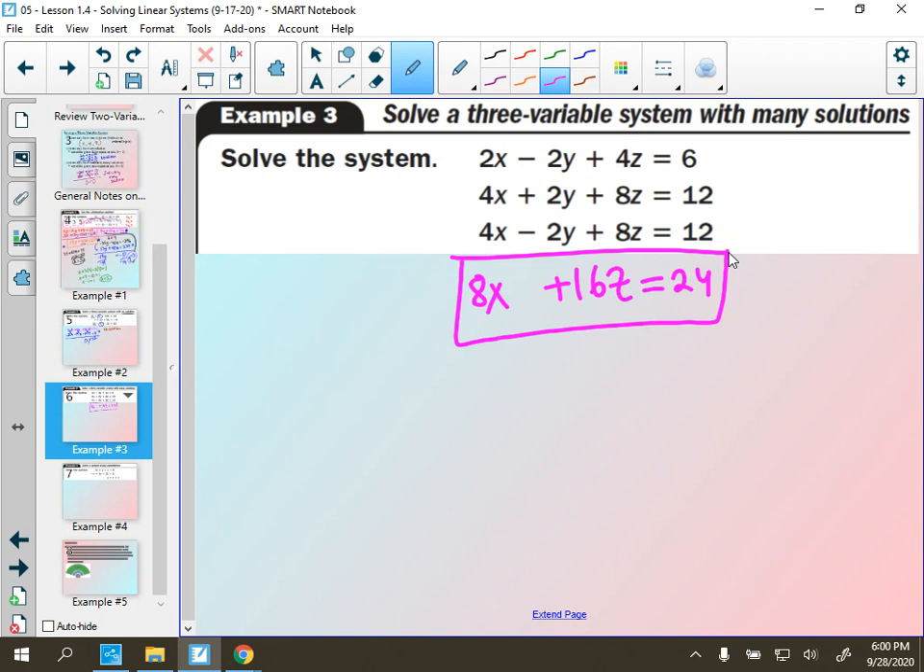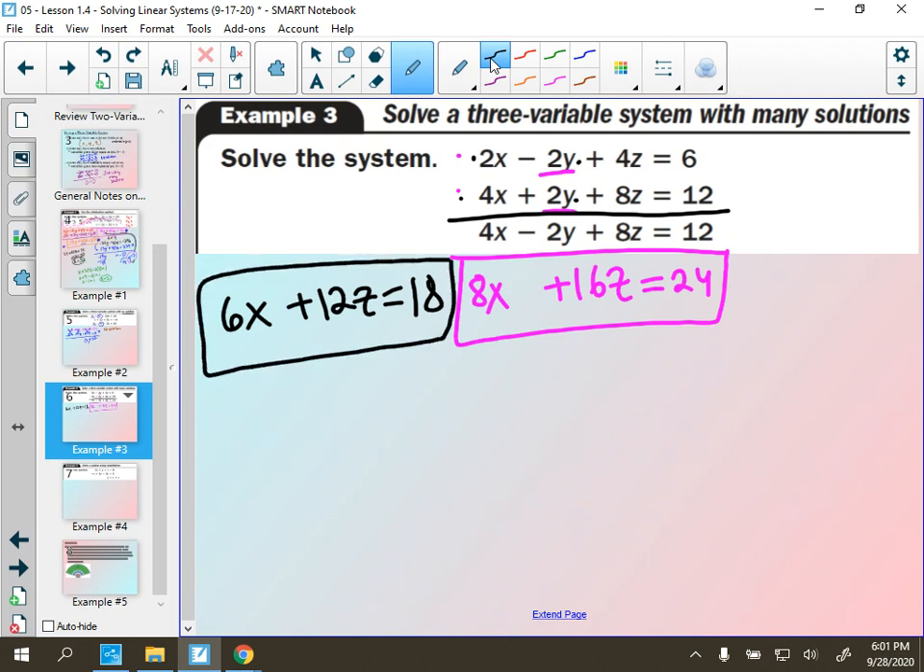Let's eliminate our y's a different way now. I'm gonna go with these top two because I'm also seeing a -2y and a 2y just how they are. So I'm gonna add the top two exactly how they are. All right, so 2x plus 4x is 6x. -2y plus 2y is gone. Those will eliminate. 4z plus 8z is 12z. And then 6 plus 12 is 18. All right, second elimination down. So far it's like, oh, okay.